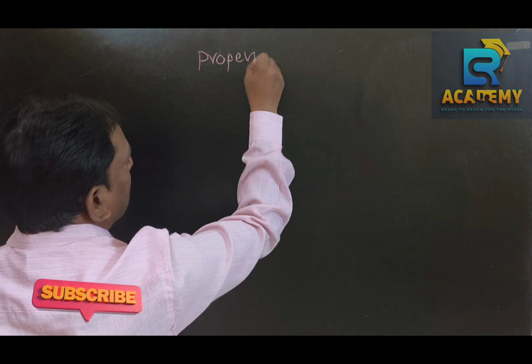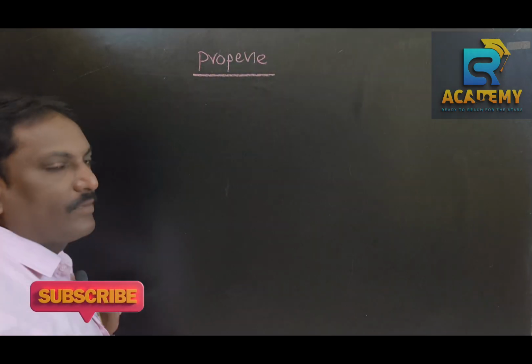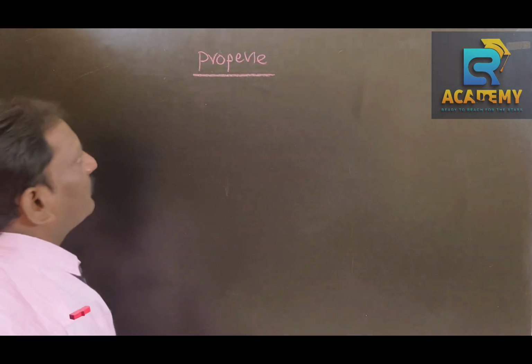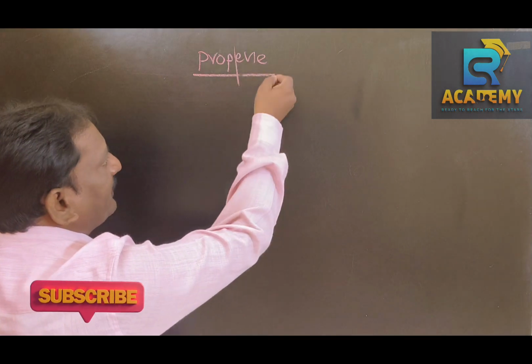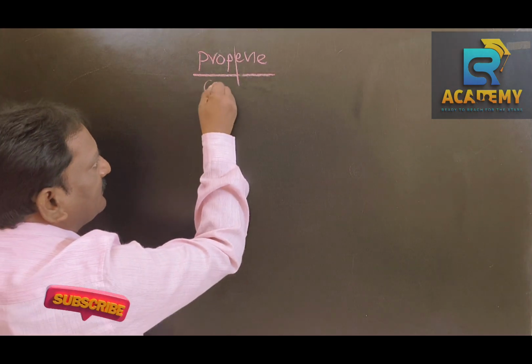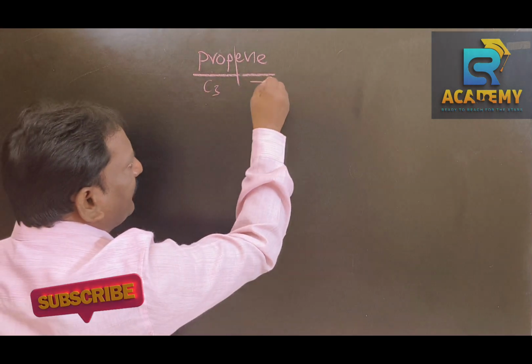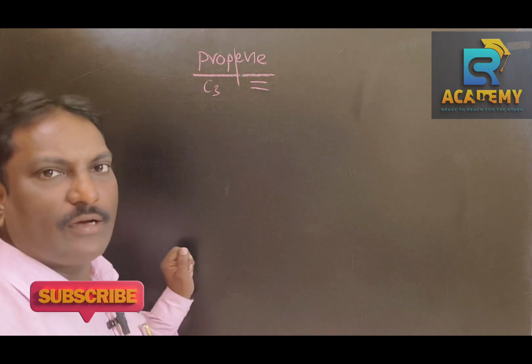Propene. So divide the name into two parts. Propene: prop means 3 carbon atoms. Ene means at least one double bond between carbon and carbon.